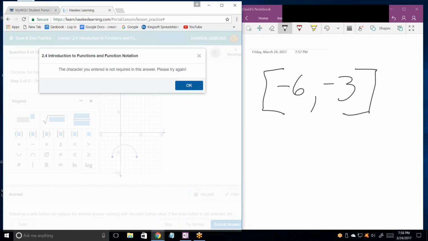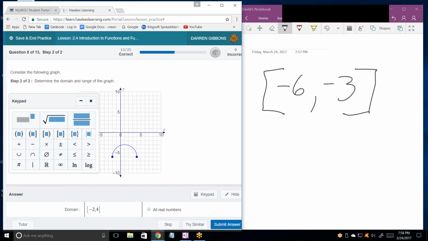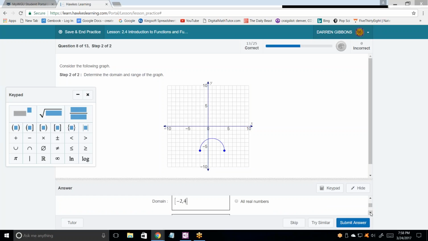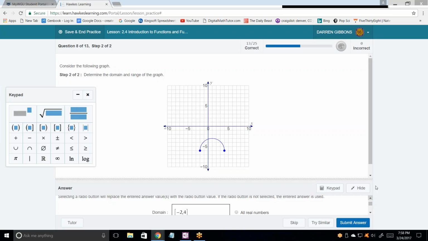Whoops. What did I do? Oh, I got to scroll down. -6 to -3. All right, so I'm going to first put in the brackets: -6, comma, -3. There's brackets on both sides of that, and I've got the domain with brackets. That should be it.